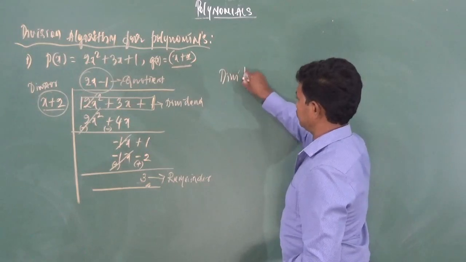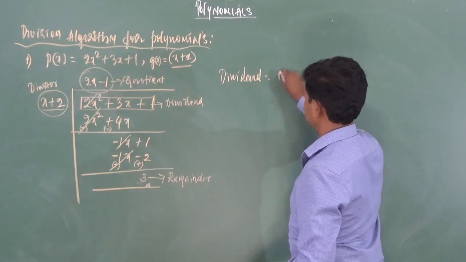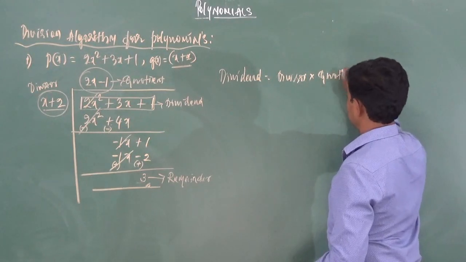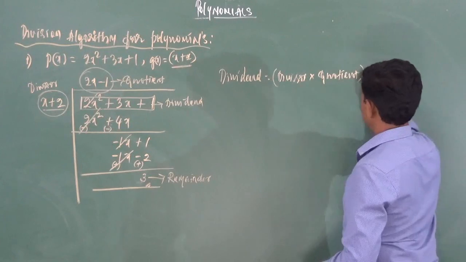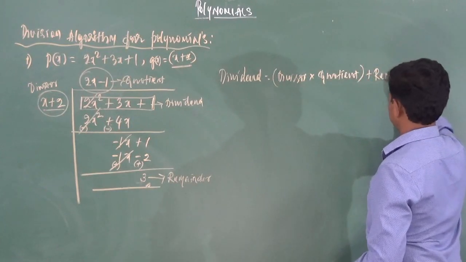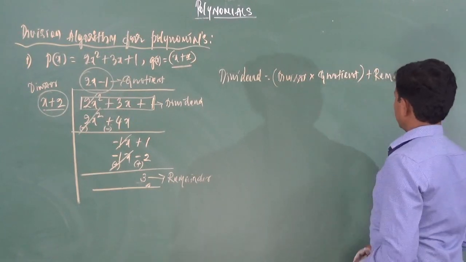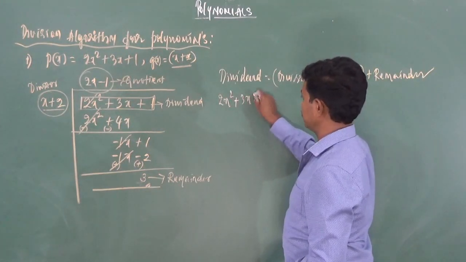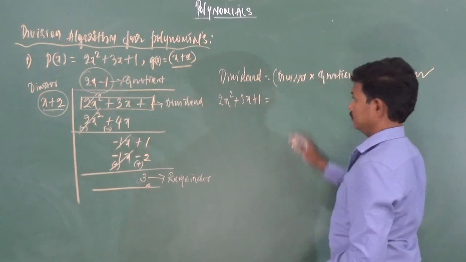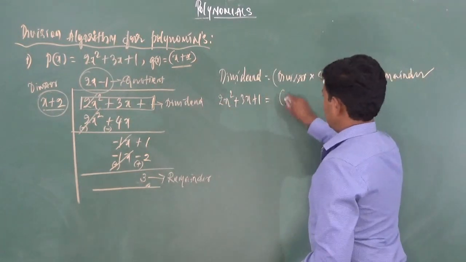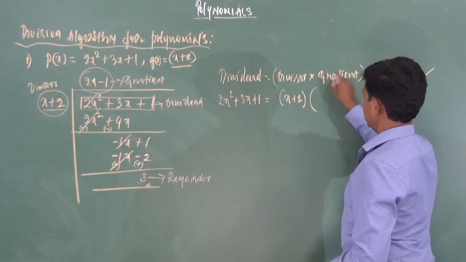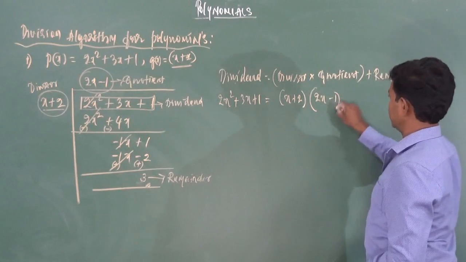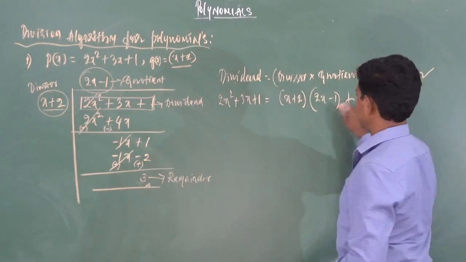Dividend is equal to divisor into quotient plus remainder. So dividend is 2x square plus 3x plus 1, which is equal to divisor, that is x plus 2, into quotient. Quotient is 2x minus 1, plus remainder, that is 3.